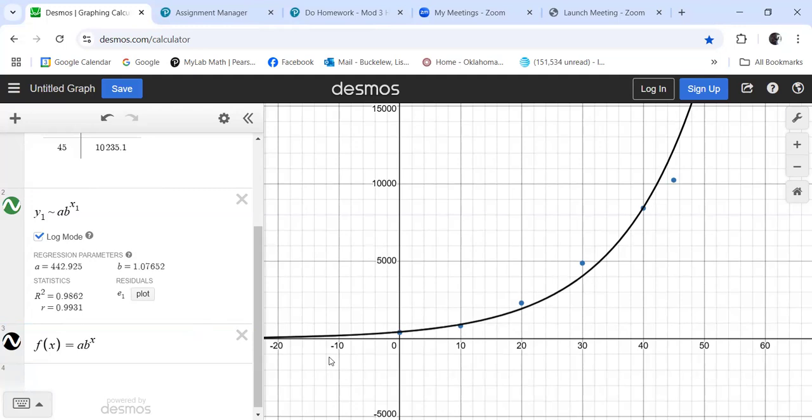Where'd it go? I've got a pop-up thing I'm trying to move here.